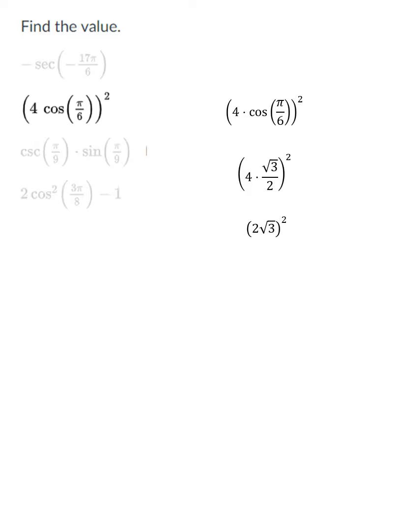Here, it's worth noting that while exponents generally don't distribute, they do distribute to a product, and this is 2 times radical 3. Therefore, I can essentially square both of the factors in that product, which leads me to an answer of 12.